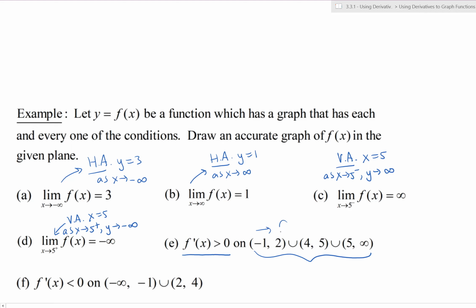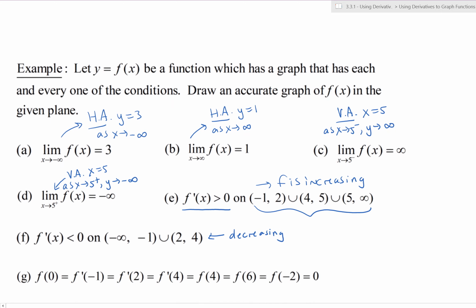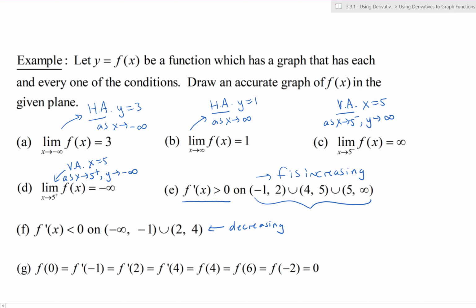Well, f is increasing here on this interval, right? So in each one of those intervals, the function will be increasing. Whereas in part F, the derivative of this function is negative on the interval negative infinity to negative 1, union 2 to 4. So this is where the function is decreasing. Right? So we're just dissecting piece by piece to remind us of all these different things that matter.